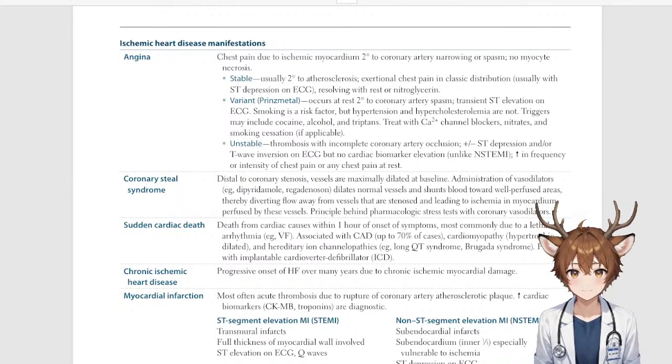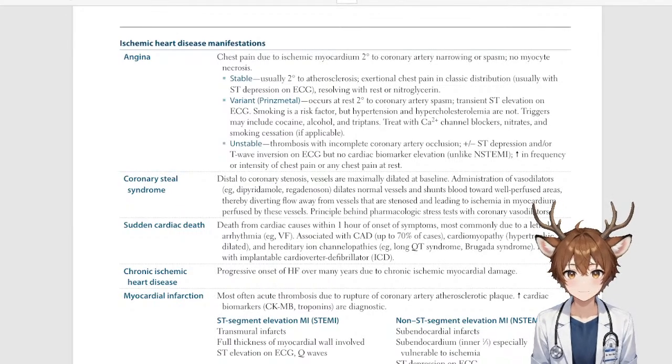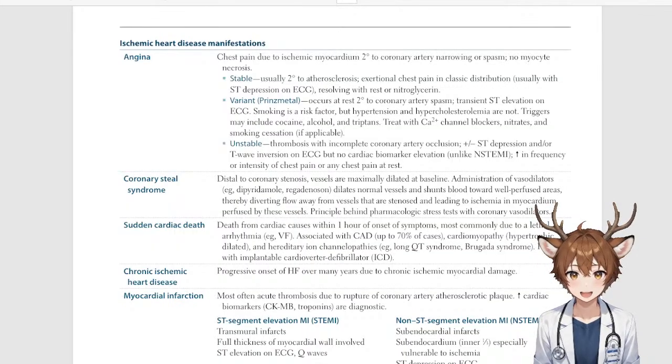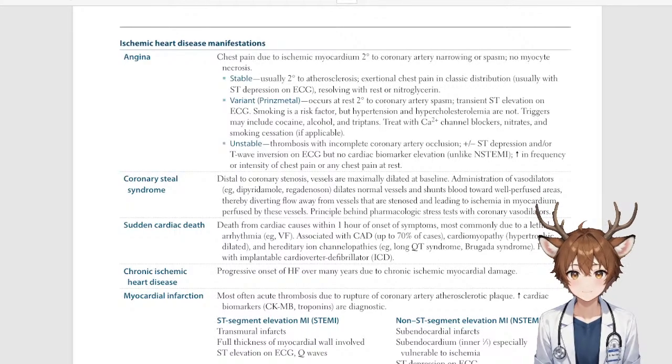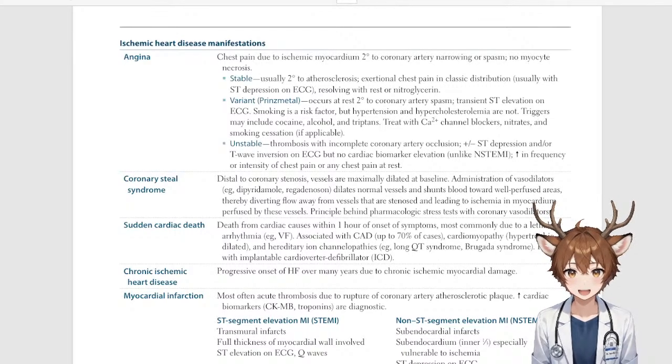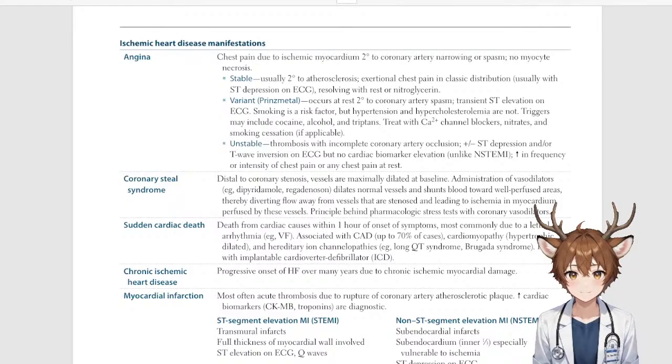Unstable. Thrombosis with incomplete coronary artery occlusion, leading to an increase in frequency or intensity of exertional chest pain or any chest pain at rest. No cardiac biomarker elevation, versus the non-ST segment elevation MI, which is NSTEMI.